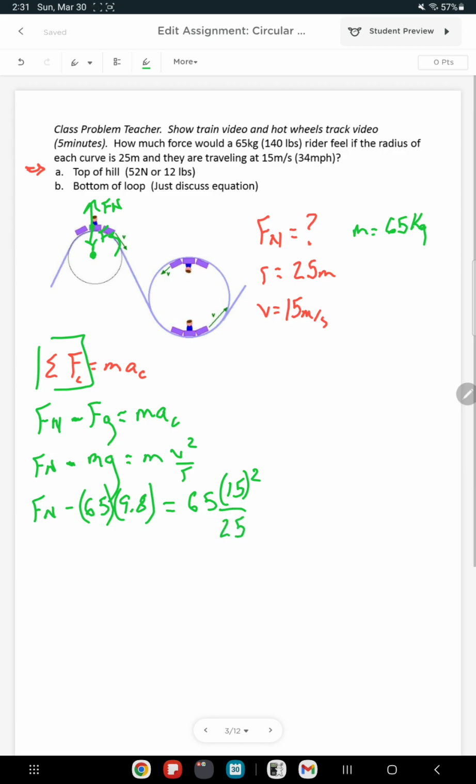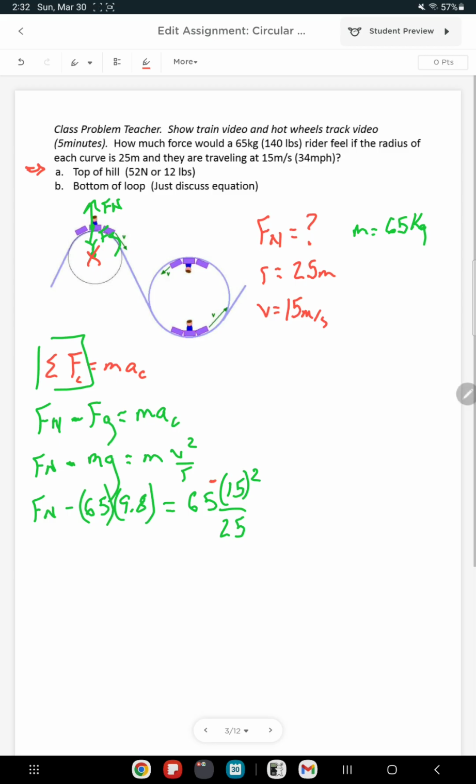Now here's where we got to pause for a second. What direction is AC? Well, AC always points to the center of the circle. So if the center of the circle is beneath you, then this is negative. That whole V squared over R is negative. So when I type that in the calculator, I need to make sure I got that negative sign. I'm going to do that now for you guys. Just pause for a sec here.